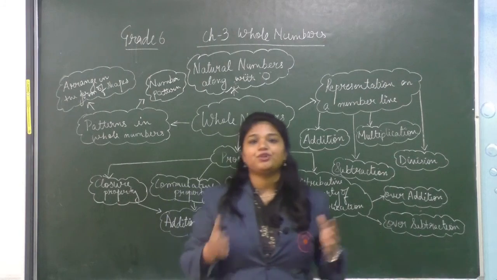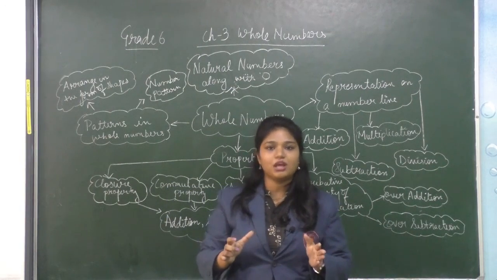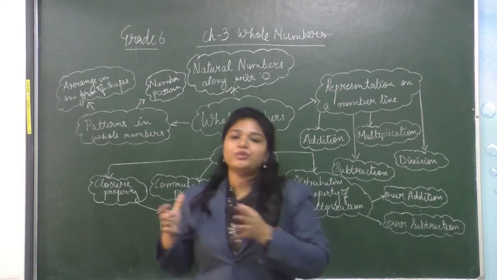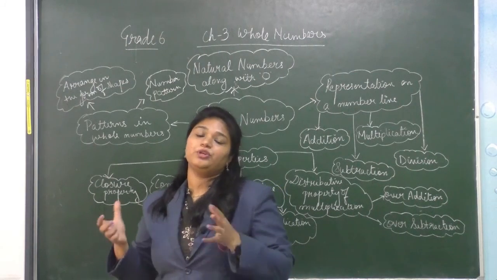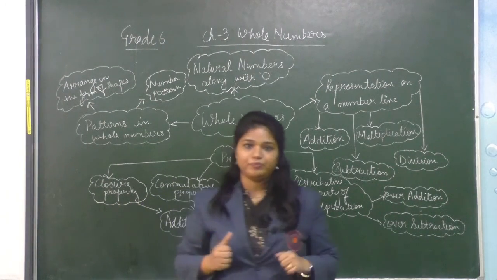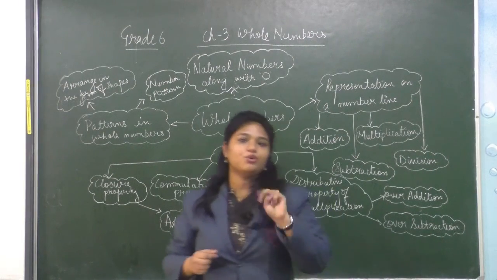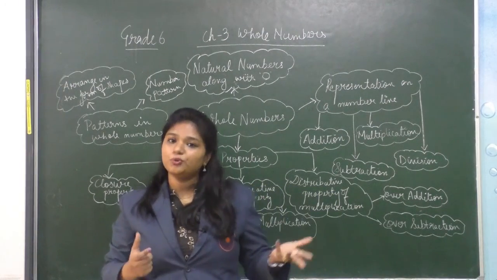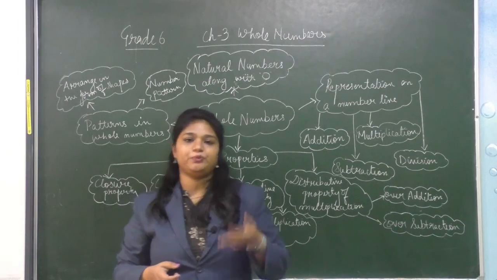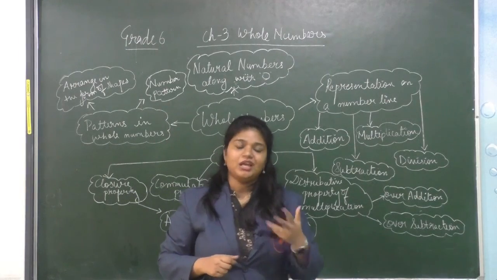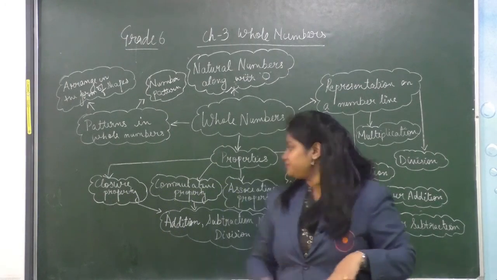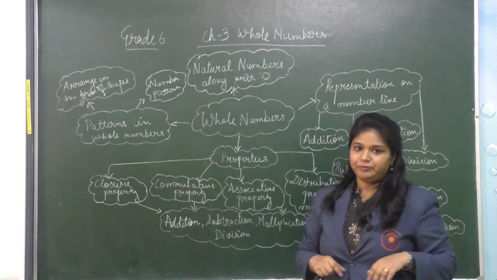For subtraction, when we subtract two whole numbers, it is not always true that the answer obtained will also be a whole number. Same thing is for division. When we divide two whole numbers, it is not always true that the answer obtained will be a whole number. Okay, now let's go to the commutative property.